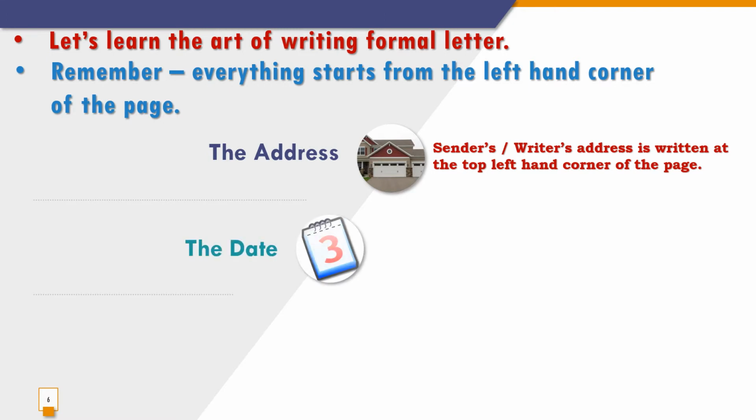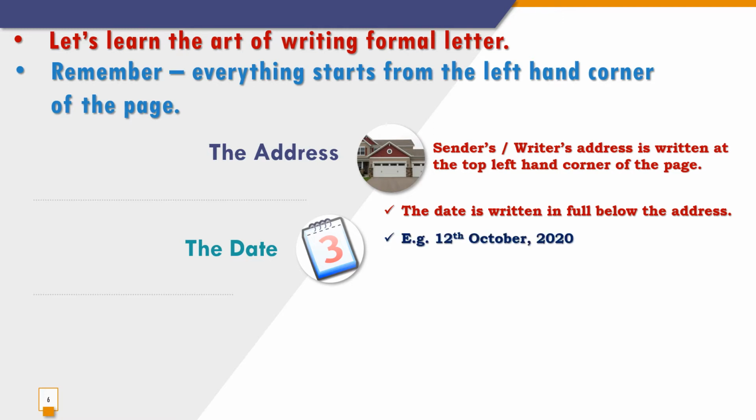Second thing, just below the address, we will write the date. The date when we are writing the letter. Always remember, date has to be written in full. That means the complete date. If it is 12th October, then we are going to mention 12th October, comma, 2020. Always remember, the month and the year will be separated by a comma. Name of the month should never be written in short. You need to write the complete month.